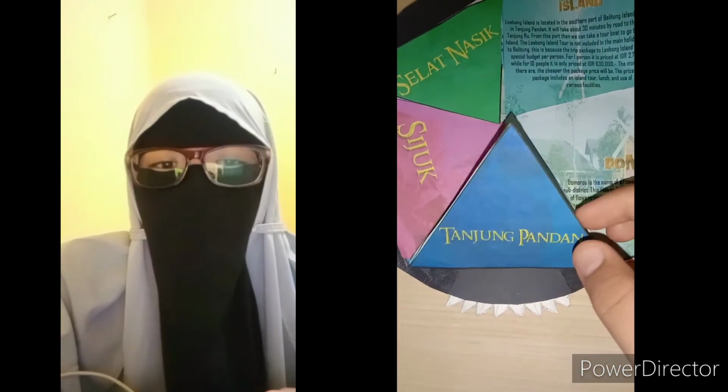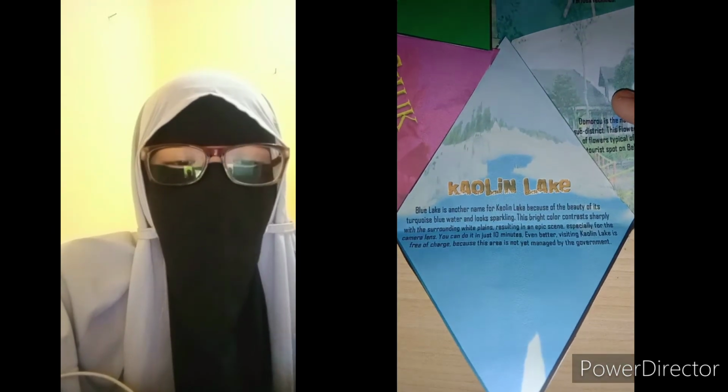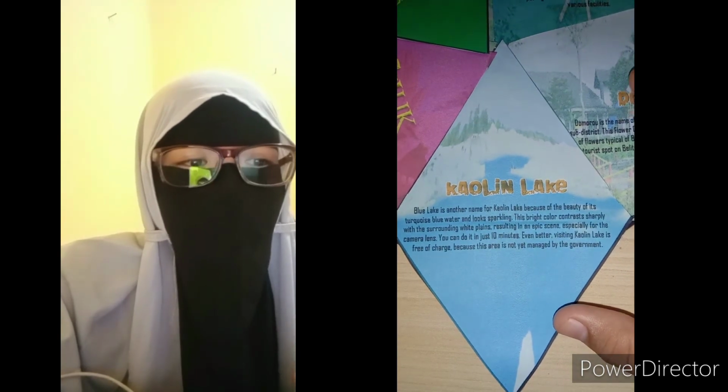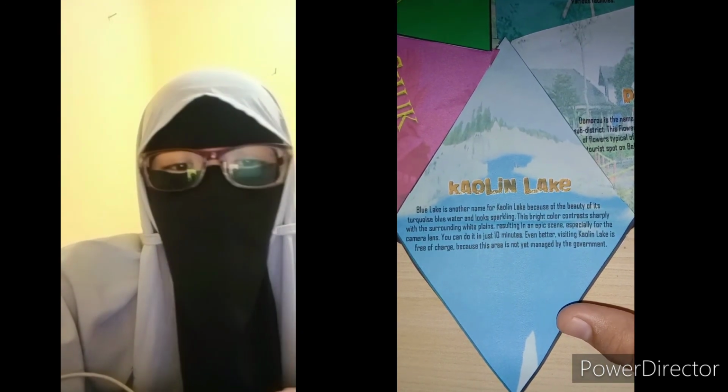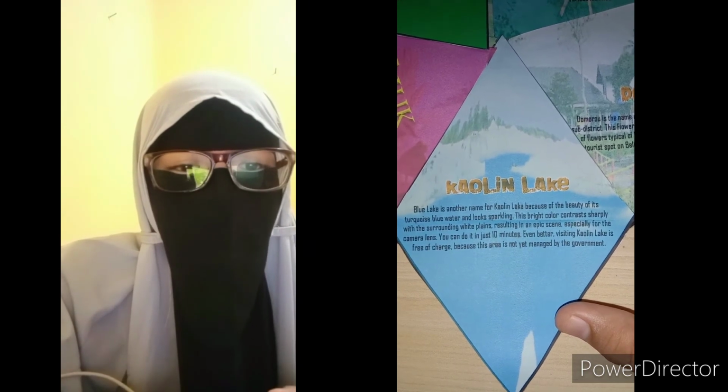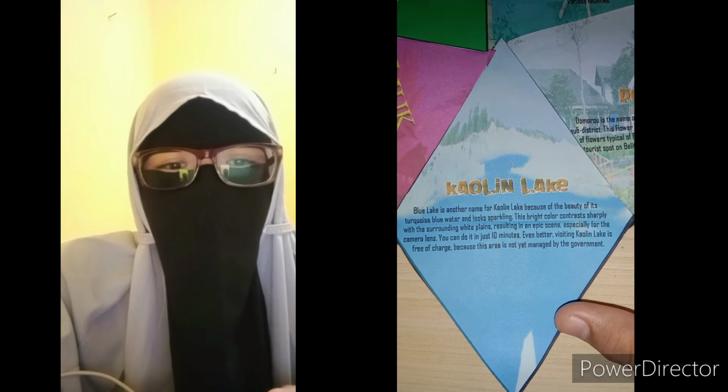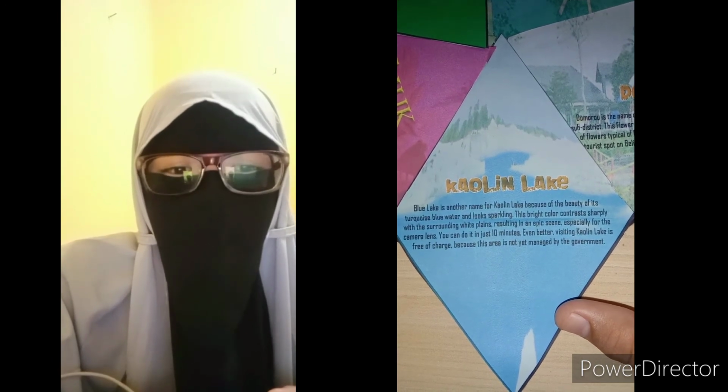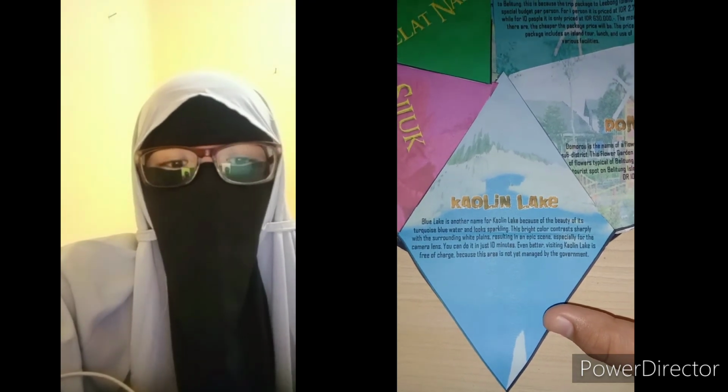And then next is Tanjung Pandan. In this area, we can find Kaolin Lake or Blue Lake. Blue Lake is another name for Kaolin Lake because of the beauty of its turquoise blue water, which looks sparkling. And the unique thing about Kaolin Lake is that it doesn't originate from a mountain crater naturally, but it is a former kaolin mining area. The location of this lake is quite easy to find because it is still close to the center of Tanjung Pandan city.